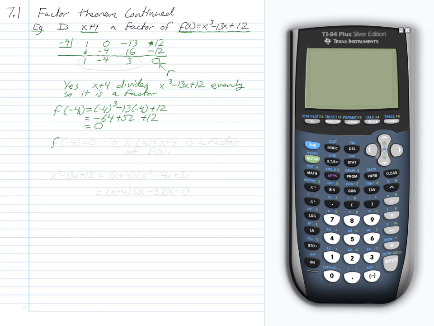So this fact that f of -4 equals 0 implies that x minus -4, in other words, the factor we are interested in, is a factor of the polynomial f of x. In fact, my polynomial can be written as x plus 4 times the quotient. Remember, the synthetic division tells us the quotient is x squared minus 4x plus 3. And we could go so far as to factor the remaining quadratic factor as x minus 3, x minus 1. So finding one factor allowed us to factor the function completely.